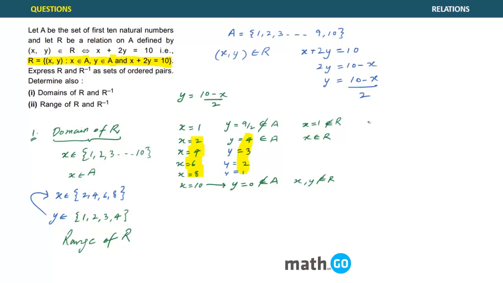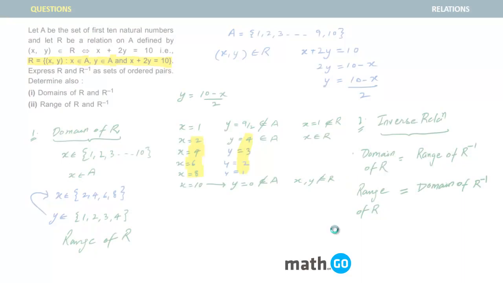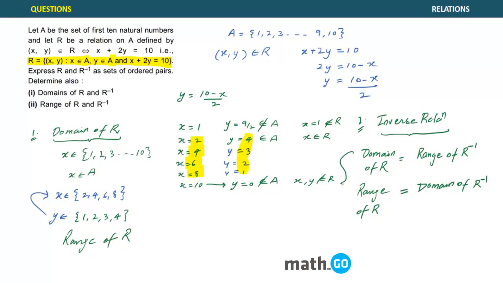And if we want to ask for your inverse relation, now understand this fact. For the inverse relation, it is a very simple definition. The domain of R will be equal to the range of R inverse. And the range of R will be equal to what? Yes, it will be equal to the domain of R inverse. As simple as that. Just remember these two laws. These two laws are to be remembered.